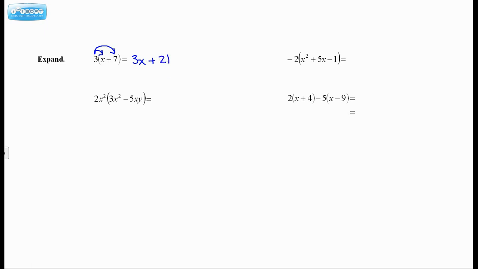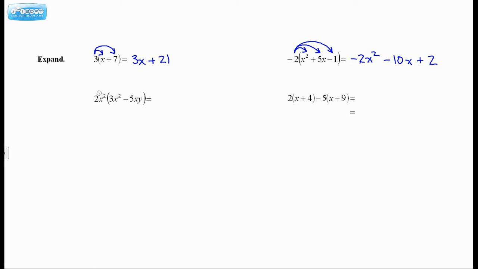Hopefully that should be review for you. Next one. I have negative 2 times, and this here is a trinomial. You don't have to put these arrows in here. Eventually you won't, but it doesn't hurt. So just multiply everything in here by negative 2. Just be careful with your signs. So that gives me negative 2x squared. This would give me negative 10x. Negative 2 times negative 1. Remember, the sign in front of the number is part of the number. Plus 2. And there we are.